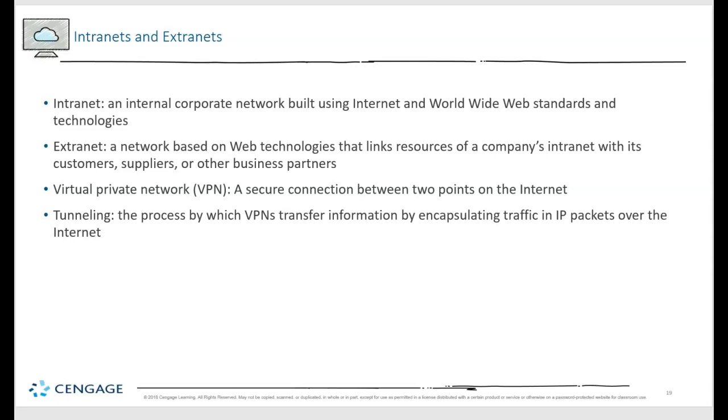Virtual private network, VPN. It's a private connection, a secure connection between two points on the internet. Tunneling is a term that's used by which a VPN can transfer information between data. And basically what it's doing is it's encapsulating IP packets. So it's putting information around it to secure it before it sends it on the internet.